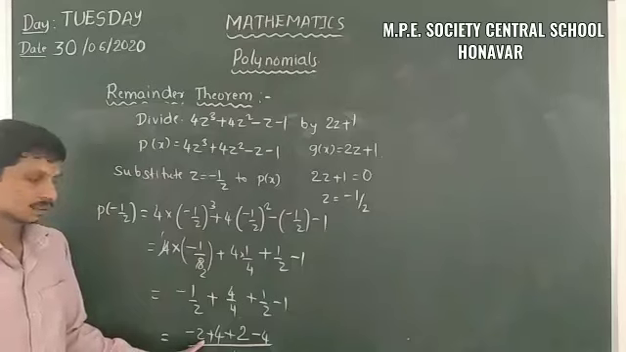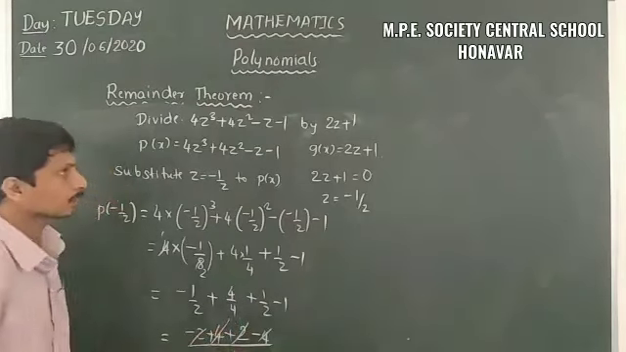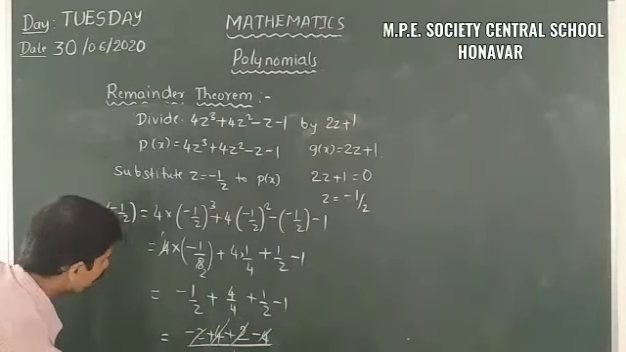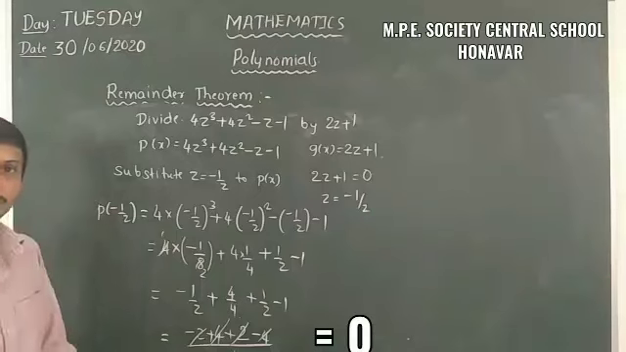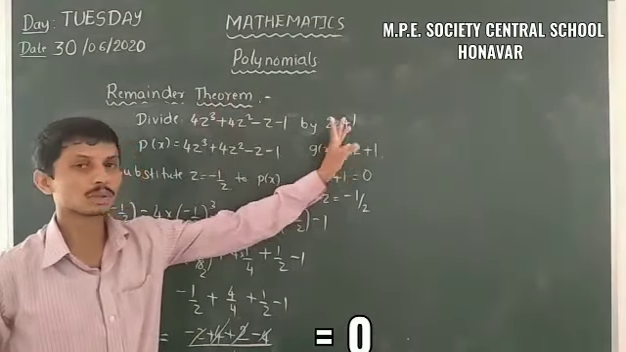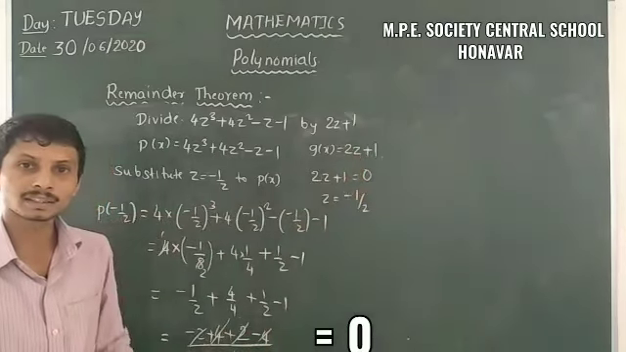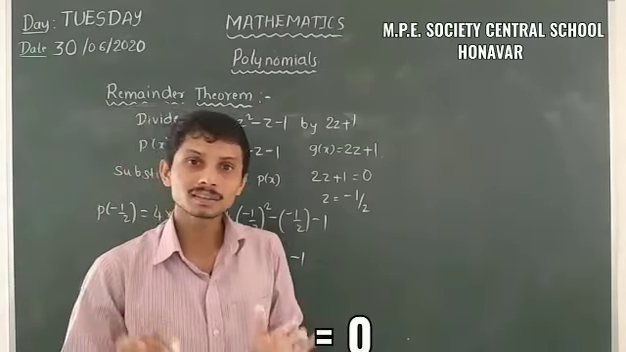So minus 2 plus 2 gets cancelled, and plus 4 and minus 4 get cancelled. So the value of P of minus 1 by 2 is equal to 0. That means this polynomial is completely divisible by 2z plus 1. That means the remainder is 0 here. So this is about the remainder theorem.